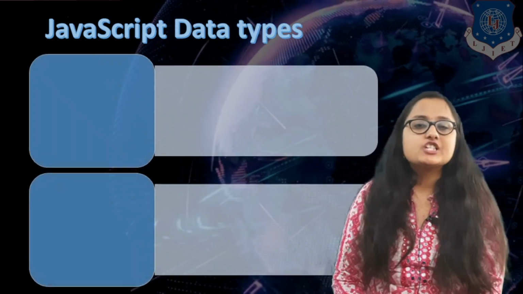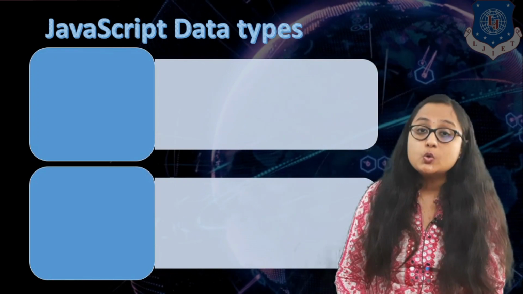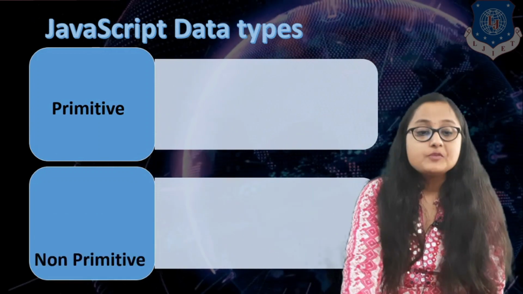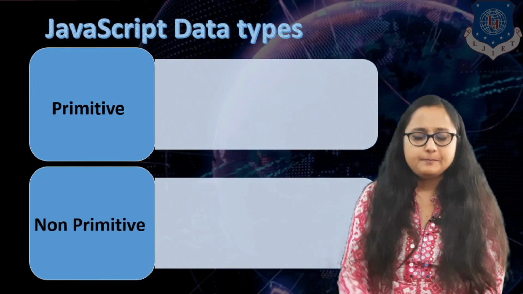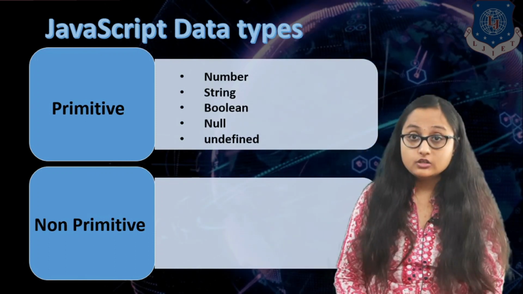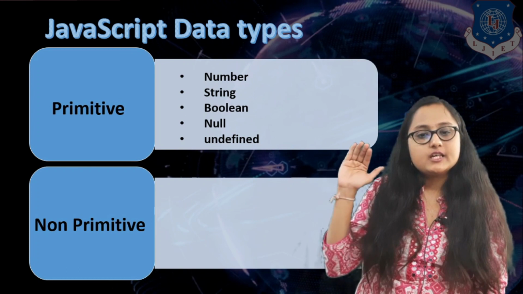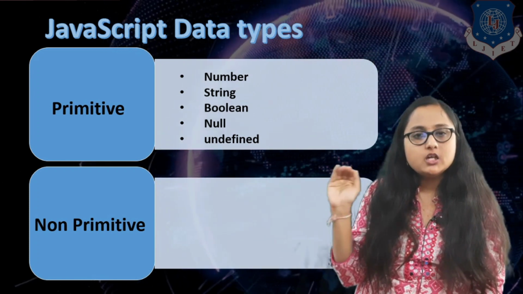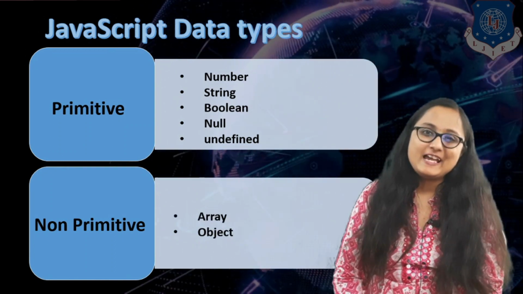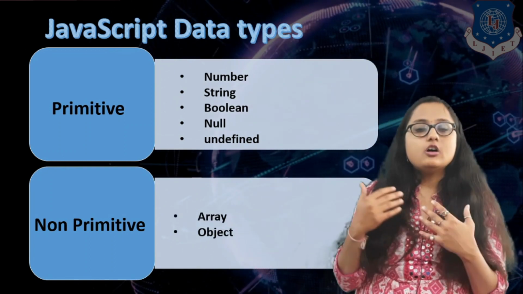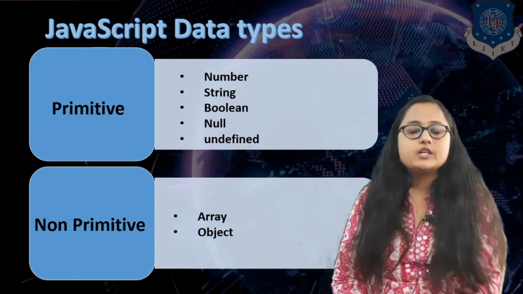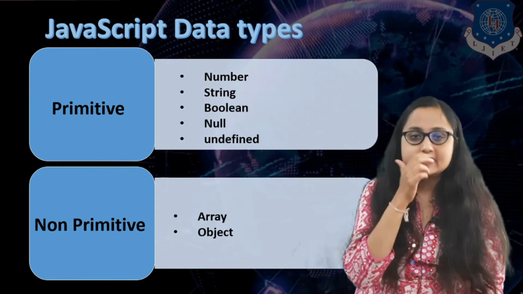Now majorly JavaScript is divided into two categories of data type. The first is primitive data type, the second is non-primitive data type. In primitive also further you have categories. The first is number, string, boolean, null, undefined. In non-primitive you have two other data types, array and object. Now instead of integer or float, this is substituted in JavaScript by a new data type, that is number, right?